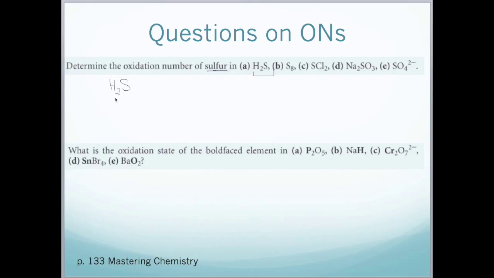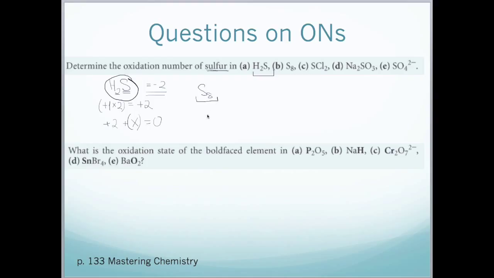H2S. We know that hydrogen has a +1 oxidation number, and because there are 2, we have to multiply that by 2, which gives us an overall +2. The overall charge of this, because it's neutral, is 0. So to find out the oxidation number of sulfur, we can do +2 plus X, which stands for the oxidation number of sulfur, equal to 0. Therefore, when we rearrange this to make X the subject, we find out that sulfur has an oxidation number of -2 in this case.